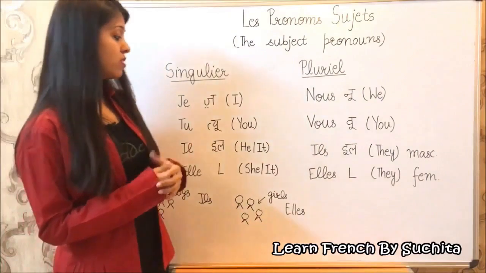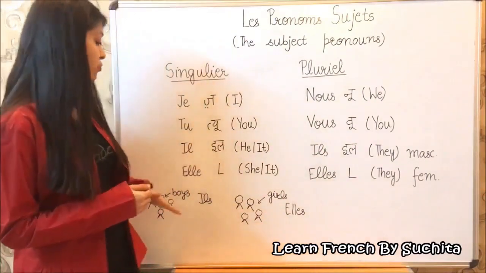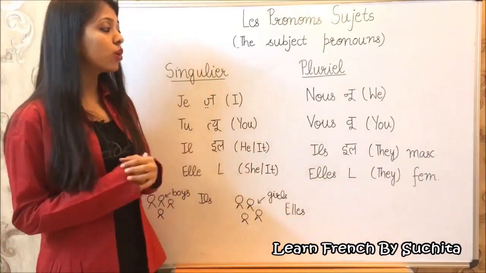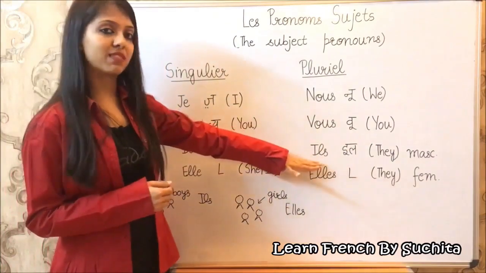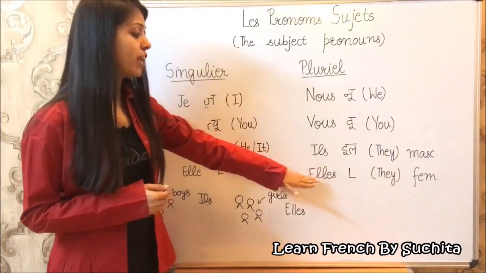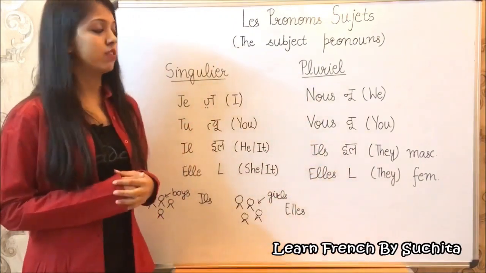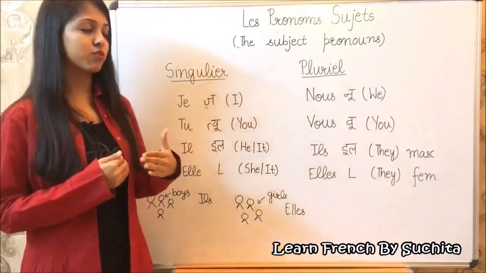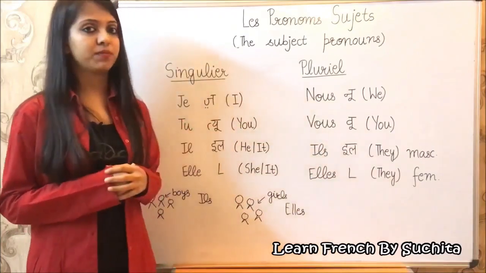Now the question arises, what about if we have a group of boys and girls both? Then what do we use? Then we use the masculine one. So that means elles is used only when the group is only of girls. When we have girls and boys both, we use ils.